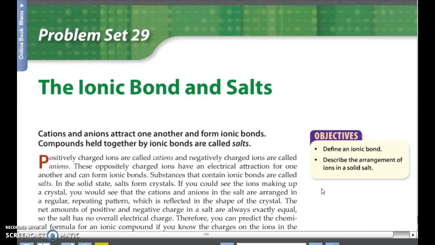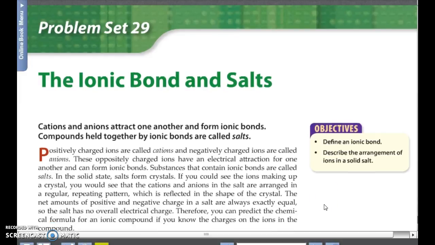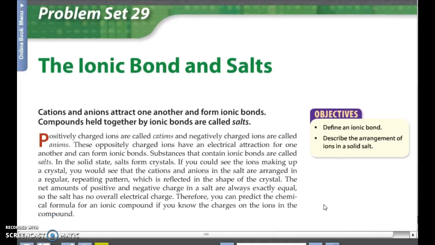So the salt has no overall electric charge. So table salt is neutral. Yes, the sodium is positive. Yes, the chlorine is negative, but 1 minus 1 is 0. Therefore, you can predict the chemical formula for an ionic compound if you know the charges of the ions in the compound.